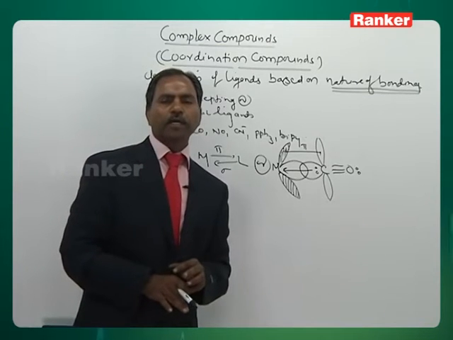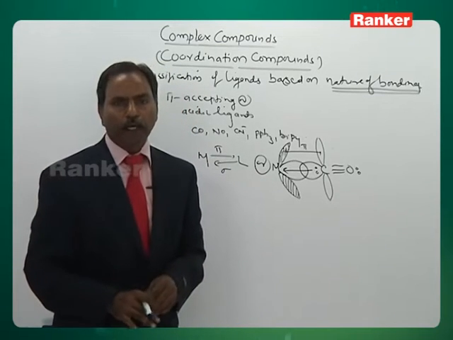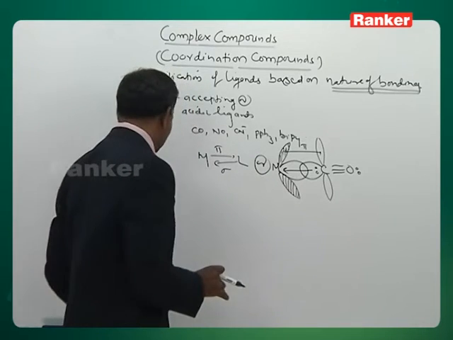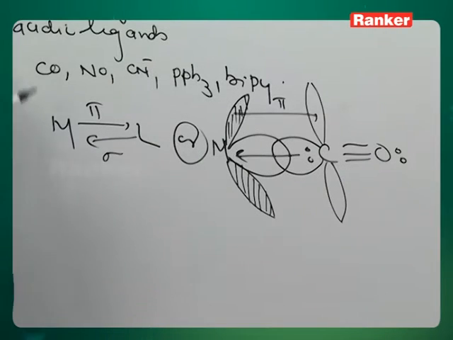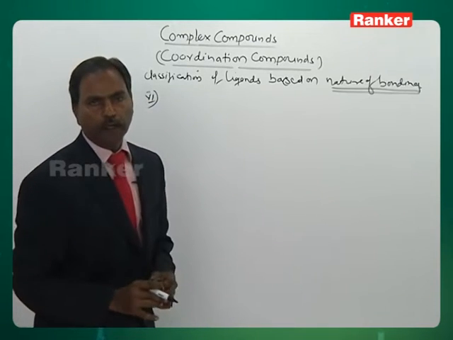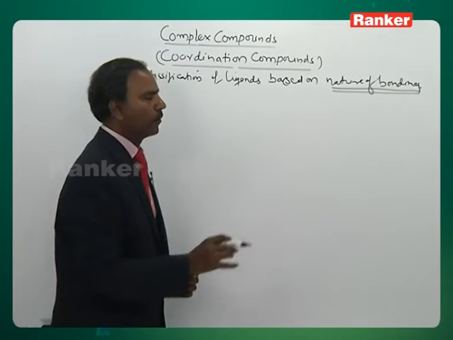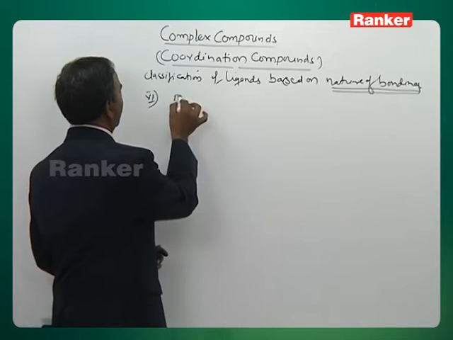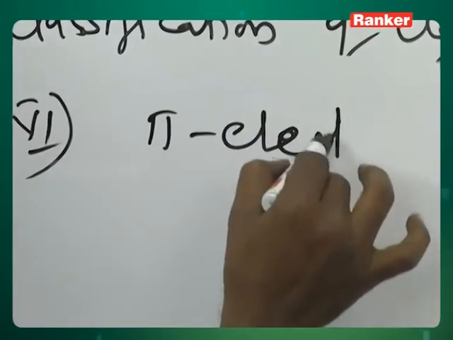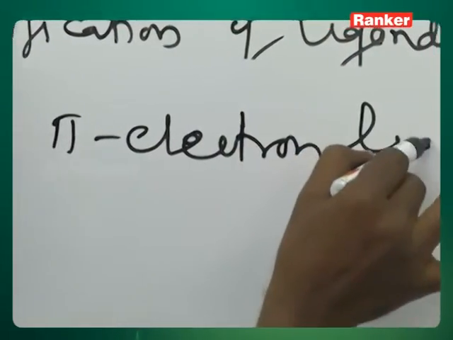Next type of ligands, the last one, the sixth one, is pi electron ligands. Pi electron ligands.